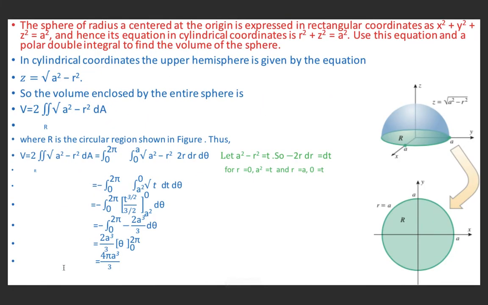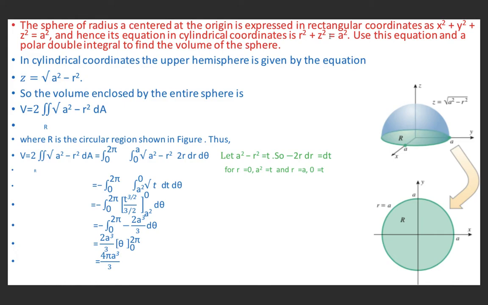Now the sphere of radius a centered at the origin is expressed in rectangular coordinates by x square plus y square plus z square equal to a square. Hence, its equation in cylindrical coordinates is r square plus z square equal to a square, because x square plus y square is r square. We will use this equation and a double polar integral to find the volume of the sphere.